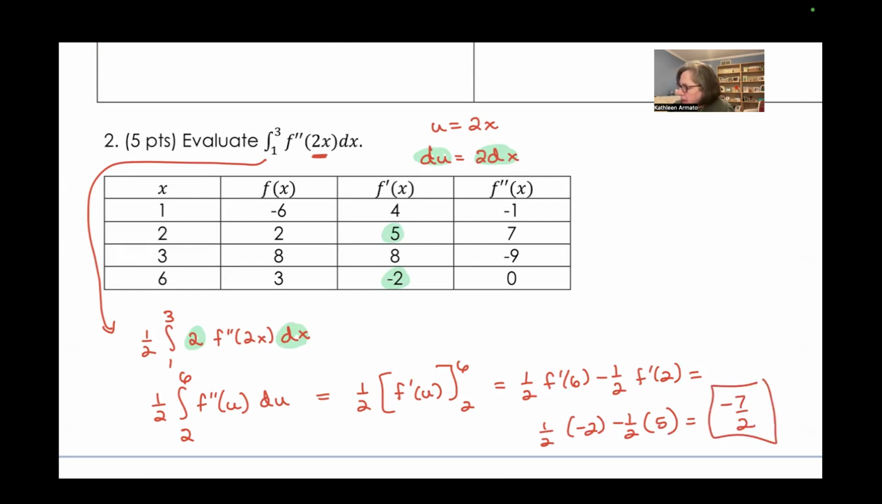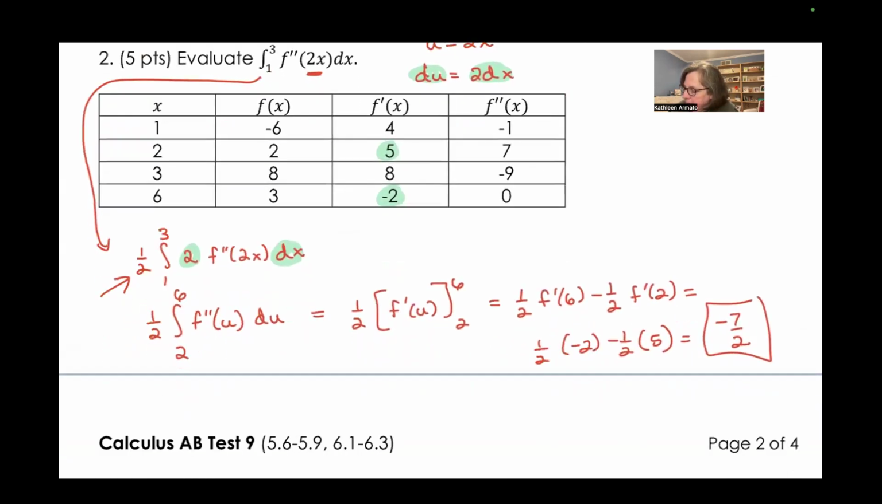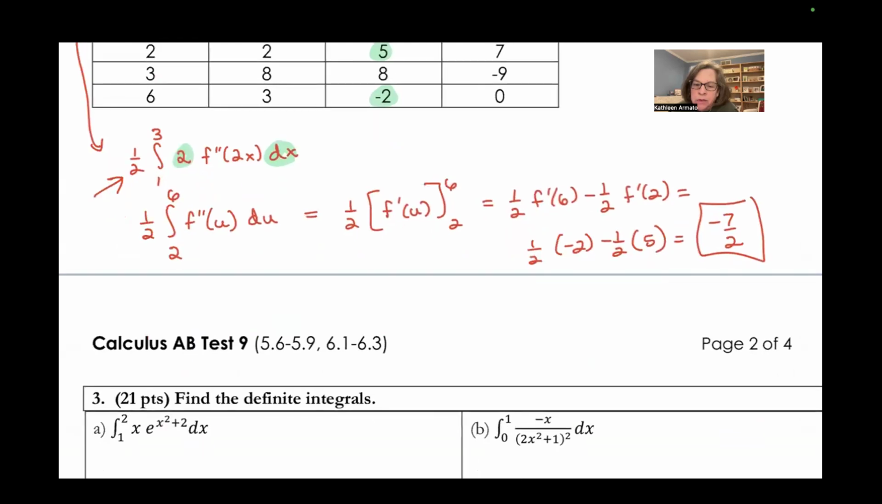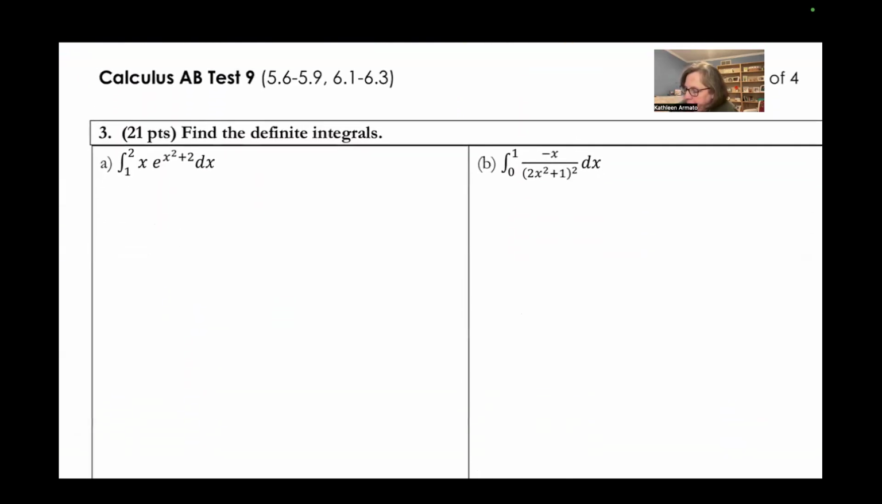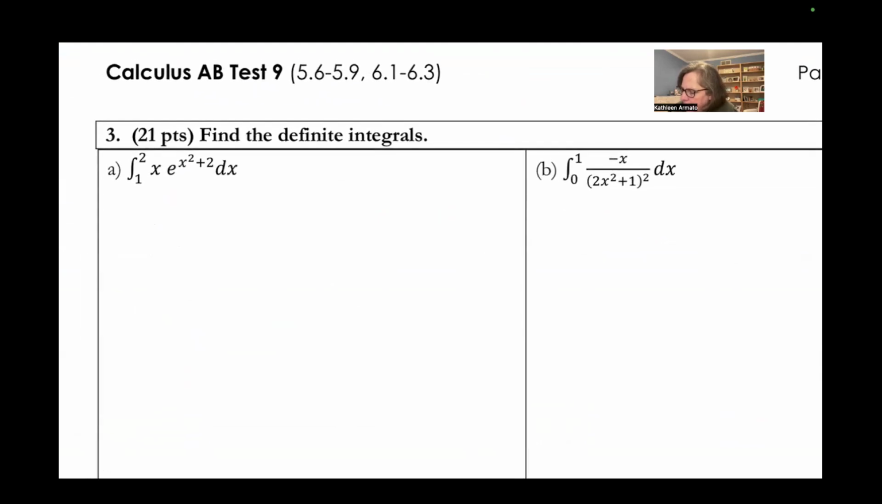All right, a lot of people had -7 on that answer. They didn't have the 1/2 because they didn't really think through and do the u substitution, okay? So like I said, if you had -7, that was a common mistake. All right, going on to the next page, we're doing definite integrals here.